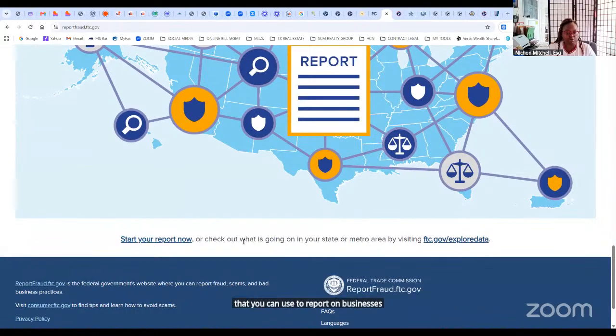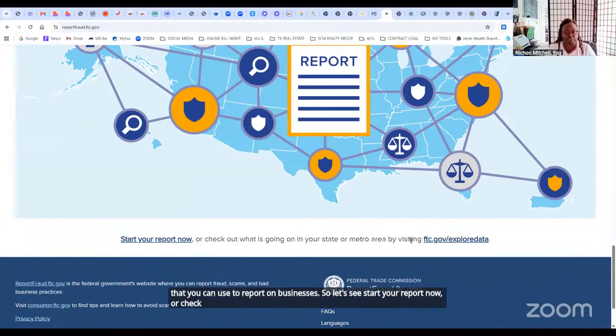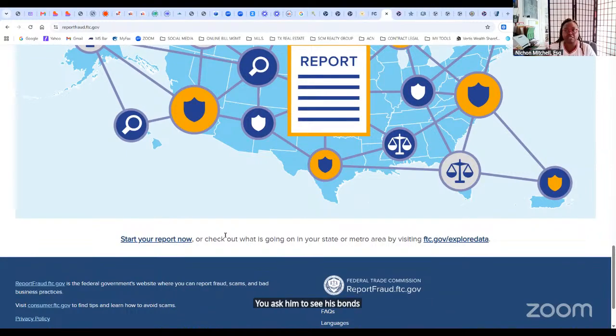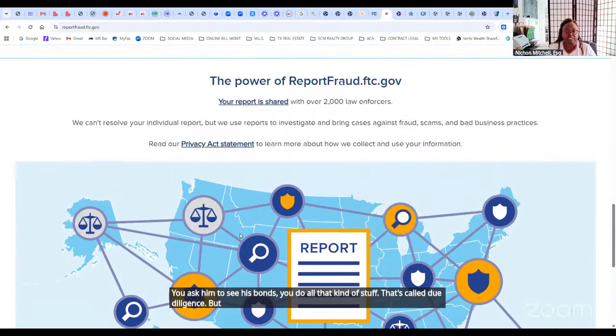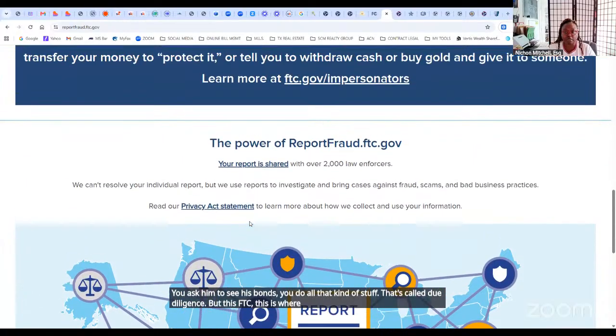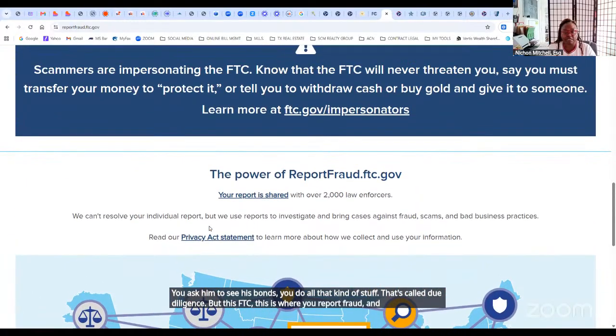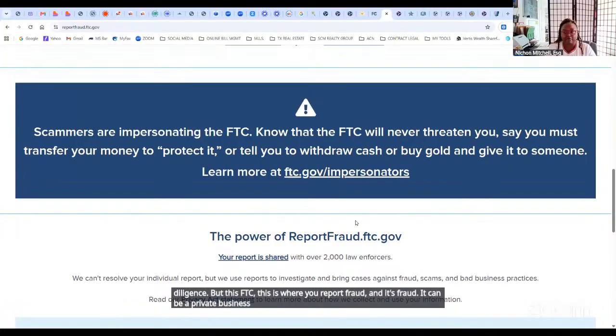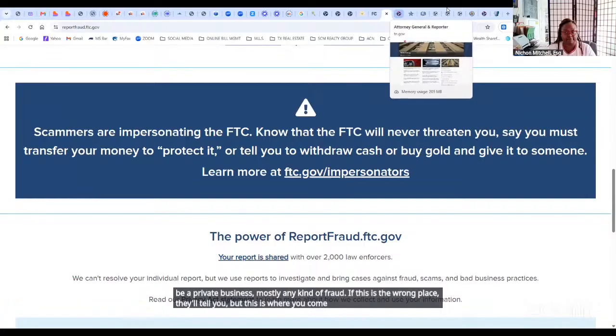So let's see, start your report now or check on what's going on in your state. And then if the roofer comes by and you want to research him, you can get on here and see if a report's ever been filed against him. You check him against the Better Business Bureau. You check him, make sure he has a license. You ask him to see his bonds. You do all that kind of stuff. That's called due diligence. But this FTC, this is where you report fraud. It can be a private business, mostly any kind of fraud. If this is the wrong place, they'll tell you, but this is where you come for that.